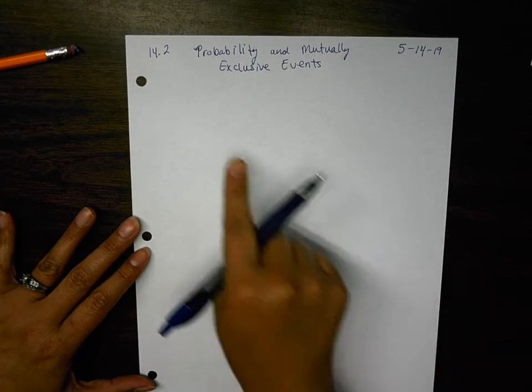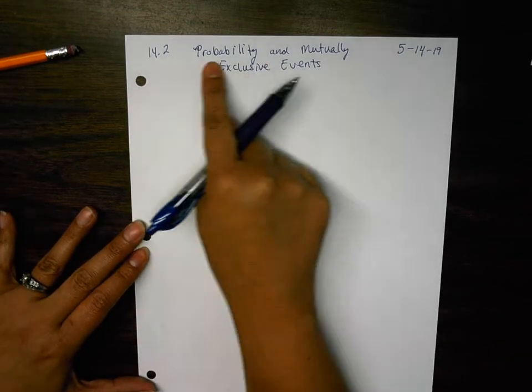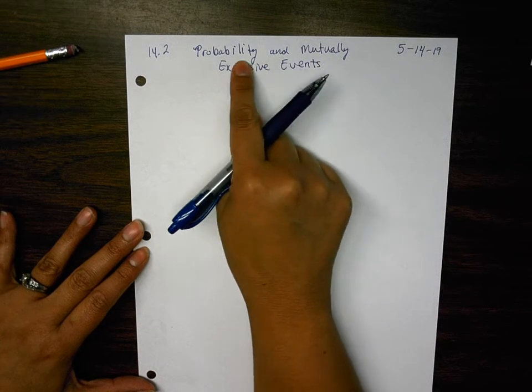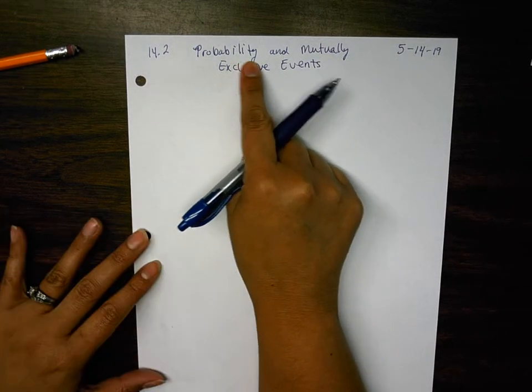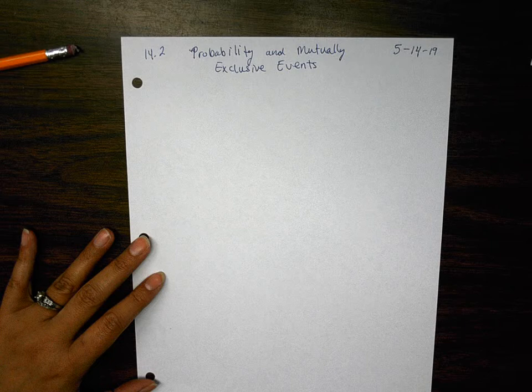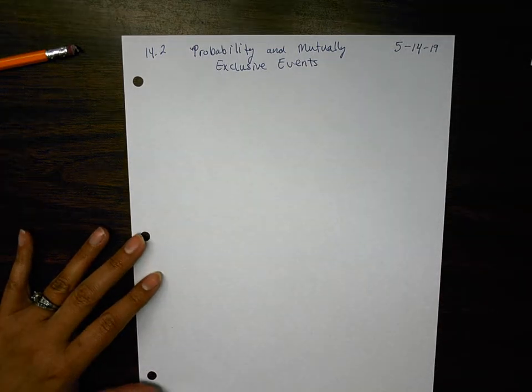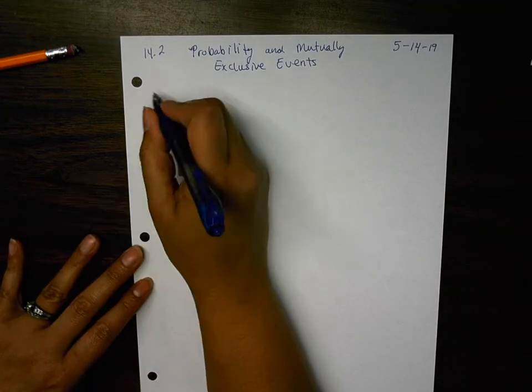This is Math 2, Unit 14, Lesson 2. We've been working with probability for 2 days, so probability and mutually exclusive events. All right, first thing we're going to do is actually define mutually exclusive events.